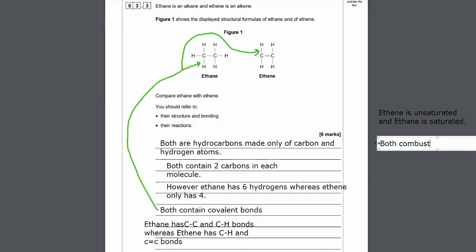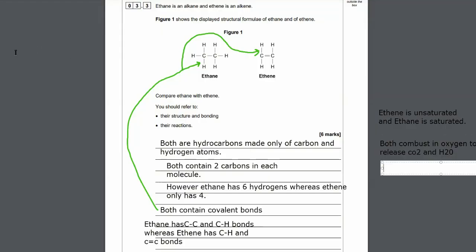Oh my gosh, my writing doesn't show up here. You're just going to have to listen to these answers. Both will burn in oxygen. Now, it asks us to consider their reactions for the final point. So, both will burn in oxygen to produce carbon dioxide and water.